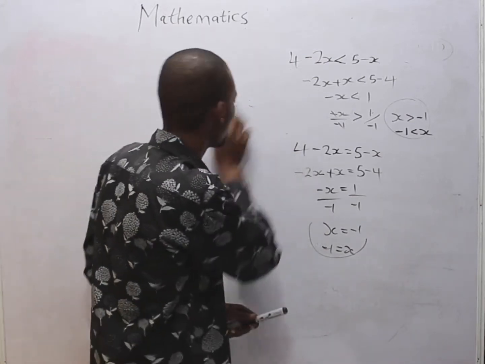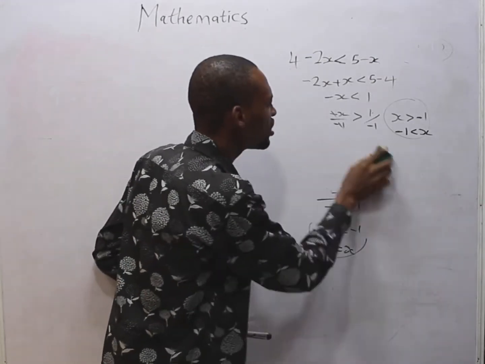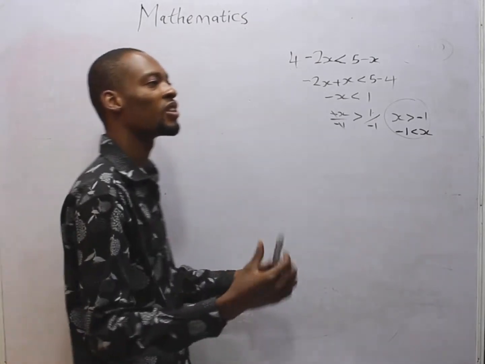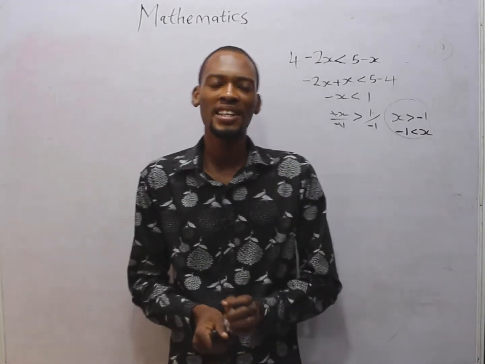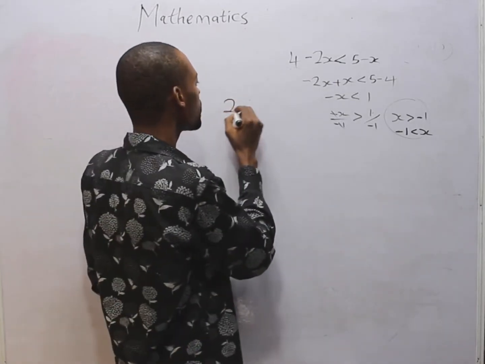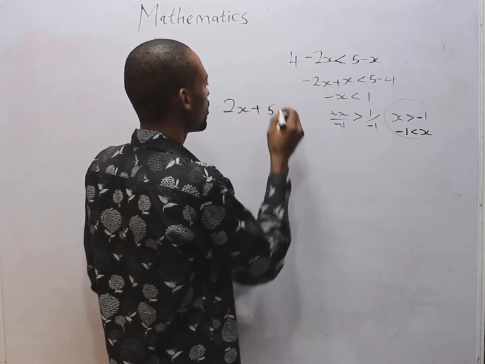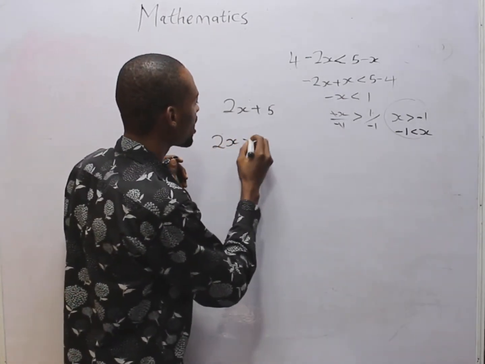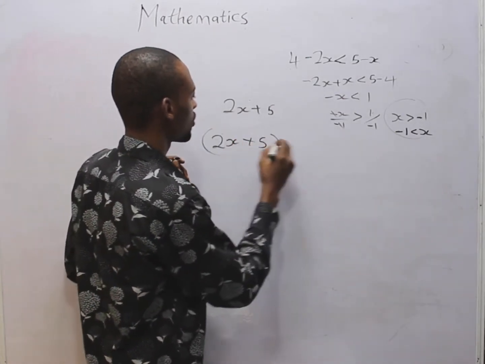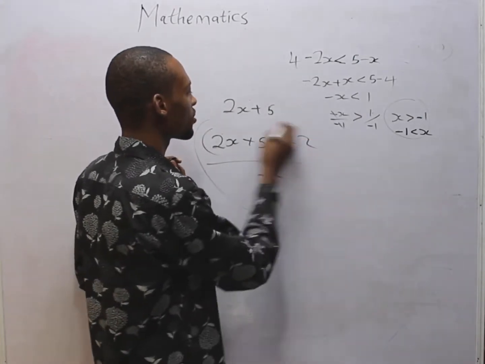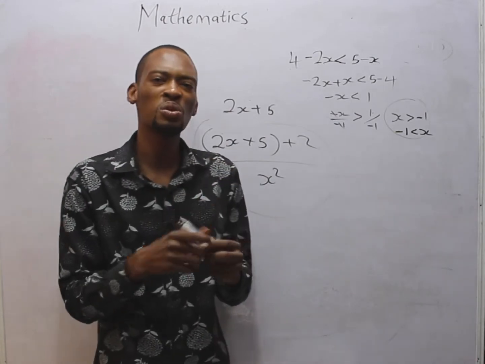And in mathematics, there is a big difference between expressions and equations. In an expression, there is no equality sign. If I say 2s plus 5, this is an expression. If I say 2s times 5 plus 2 all over s squared, this is an expression because there is no equal to sign.